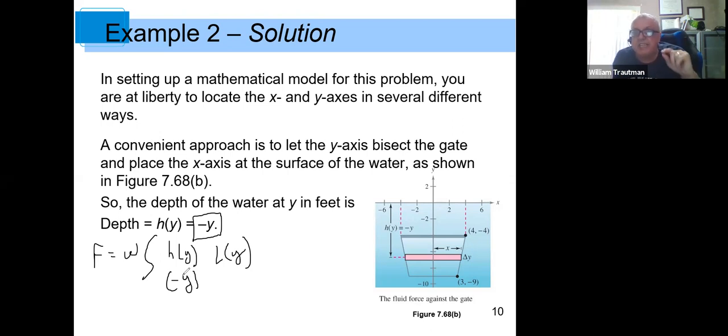Now the L of y, that's the hard part. L of y was the horizontal length. It's this horizontal length right here at any given point. So we have to somehow create an equation with respect to y. We have to have an equation with respect to y because we're integrating this with respect to y. So we have to have an equation with y's in it that will tell us the horizontal length.